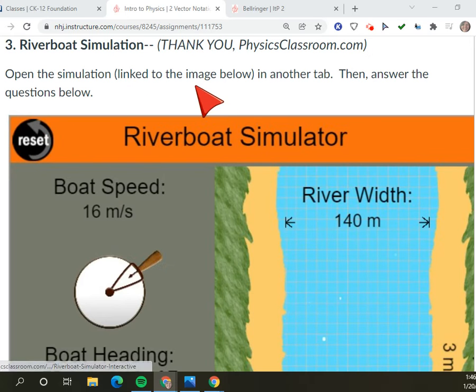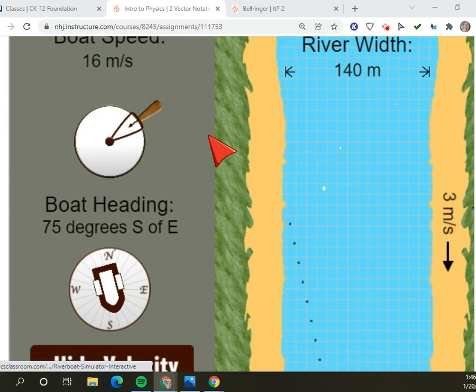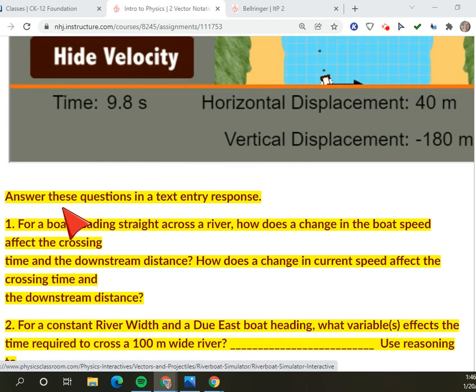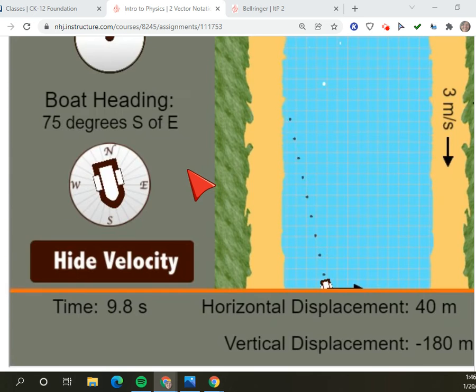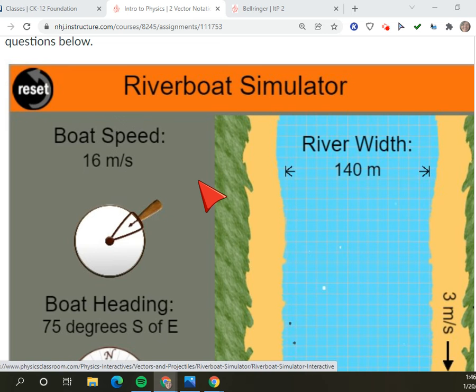All right, so this riverboat simulation, what you're going to do: read the instruction, open the simulation, link to the image below in another tab, then answer the questions below. So we have this business, and then we have these questions. You're going to have to manipulate the simulation in order to answer these questions. So let's go through the simulation, make sure you understand how to do that.